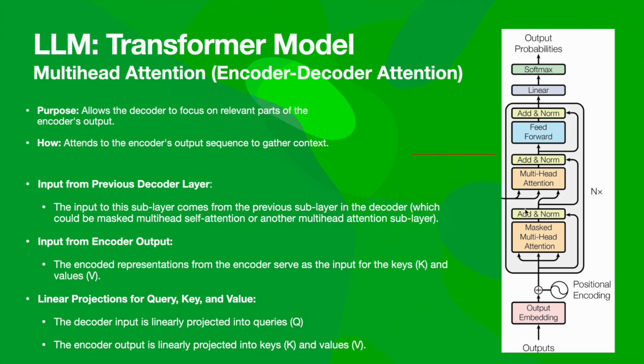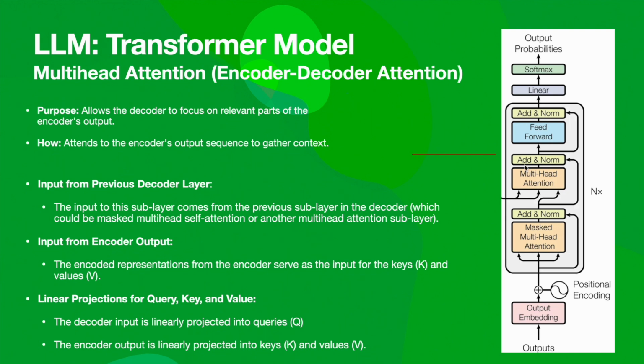Here it takes two inputs. One is the input from the encoder section, and another is the input from the masked multi-head attention after performing layer normalization. We are going to attend to this encoder output sequence to gather the context of your data. The first input is basically from the previous decoder layer, and that previous decoder layer is the masked multi-head attention.